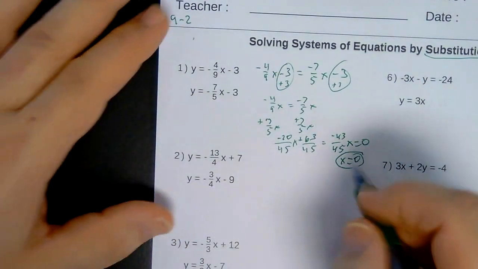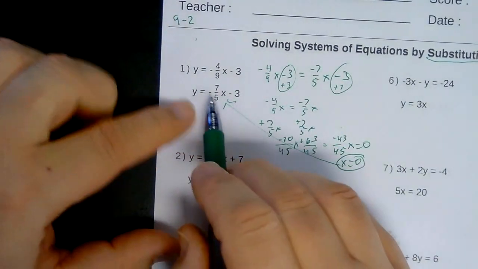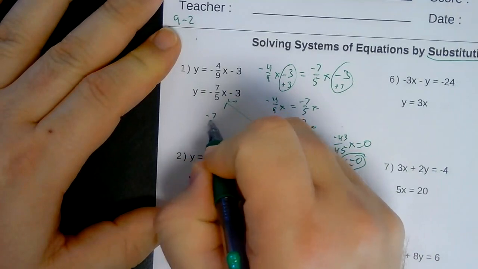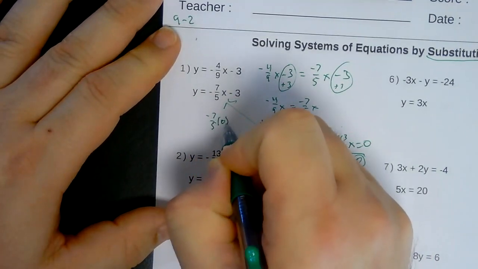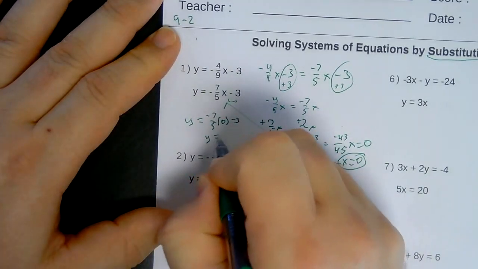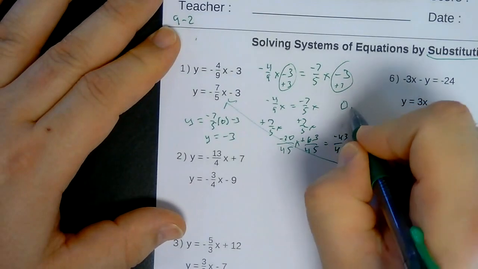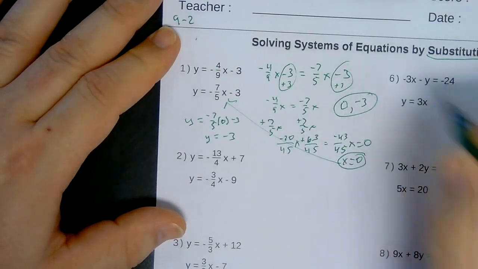Alright. So if x is 0, now substitute back up into one of these equations. So if x is 0, negative 7/5 times 0 minus 3. That's what y equals. So y is going to equal negative 3. So my final answer, I'll write it right here, is 0, negative 3. Final answer.